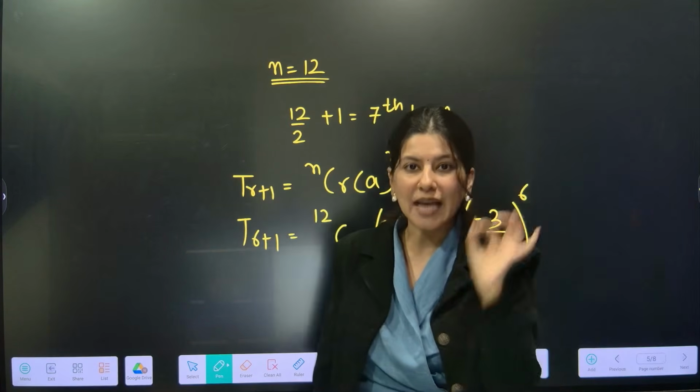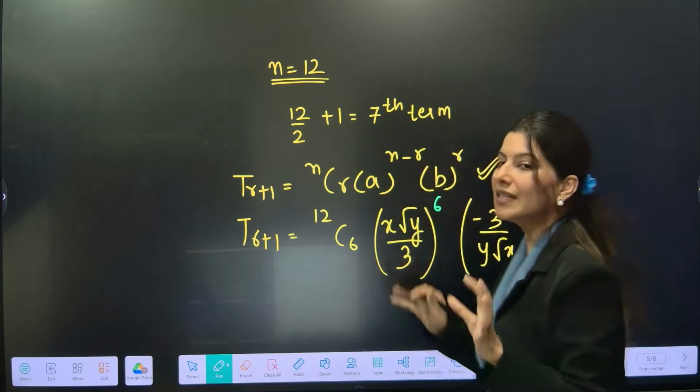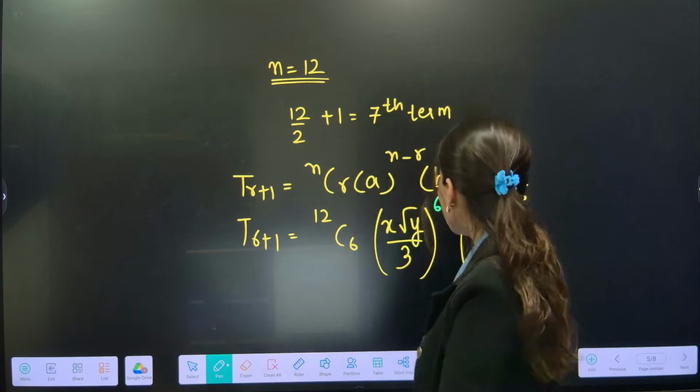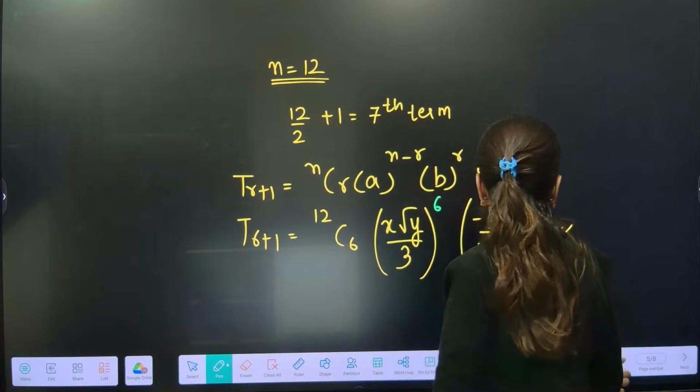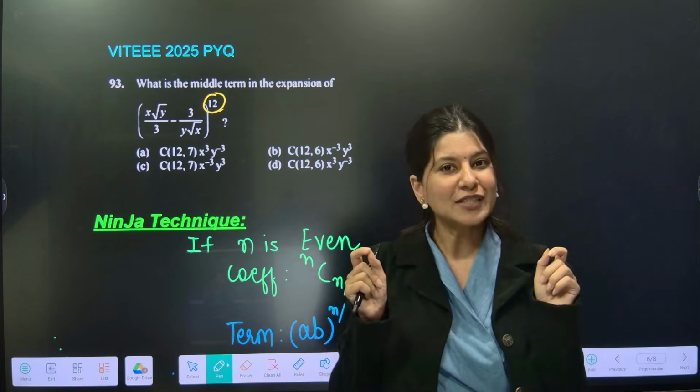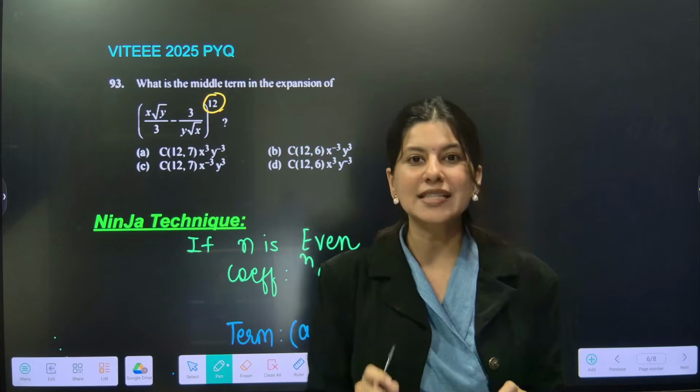be your middle term. Now, to calculate the 7th term, you have to apply the general term formula for binomial theorem and eventually plug in the values. You will get your answer. But you can solve the same question in less than 10 seconds if you know this ninja technique.